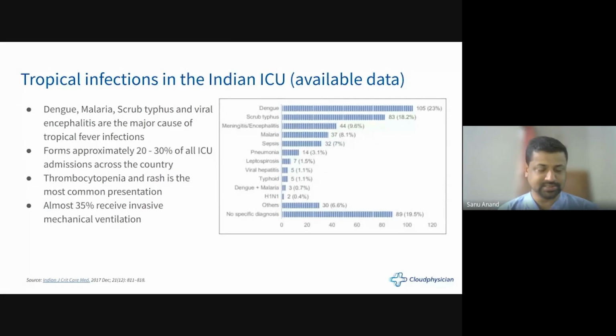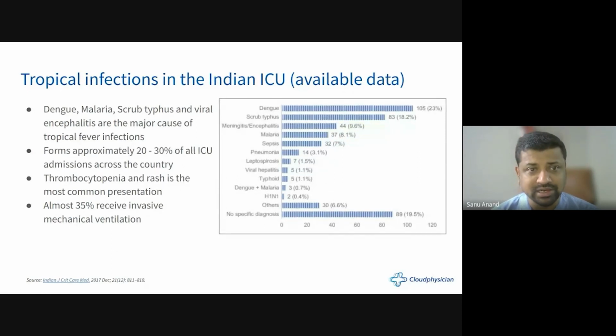No guesses, I mean, no marks for guessing that thrombocytopenia and rash is the most common presentation of any kind of tropical infection. And almost 35% of them receive mechanical ventilation. Now, this is a pretty big number.